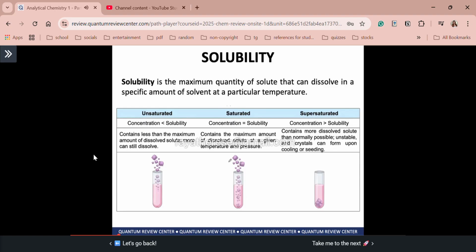With respect guys sa solubility, kung ano yung current concentration ng solution, we have three types of solutions. Unsaturated, if it can dissolve more, meaning concentration is less than solubility. Kaya nga siya not yet saturated. So it contains less than the maximum amount of dissolved solute, it can dissolve more pa. More, sabi ng solvent, give me more. Okay? If it's saturated, hanggang dyan na lang. It contains the maximum amount of dissolved solute at a given temperature and pressure. So concentration is equal to solubility.